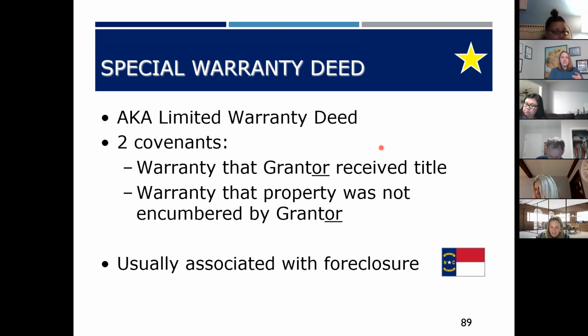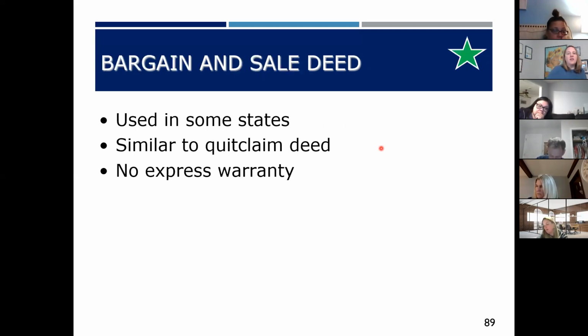Okay. So general warranty deed, grantor promises back to the beginning of time, those 5 covenants. Special warranty deed, grantor promises just 2 covenants during the time they owned it. The bargain and sale deed is used in some states. We don't see this much in North Carolina. It's most relatable to the quitclaim deed, which I'll talk about in the next slide.